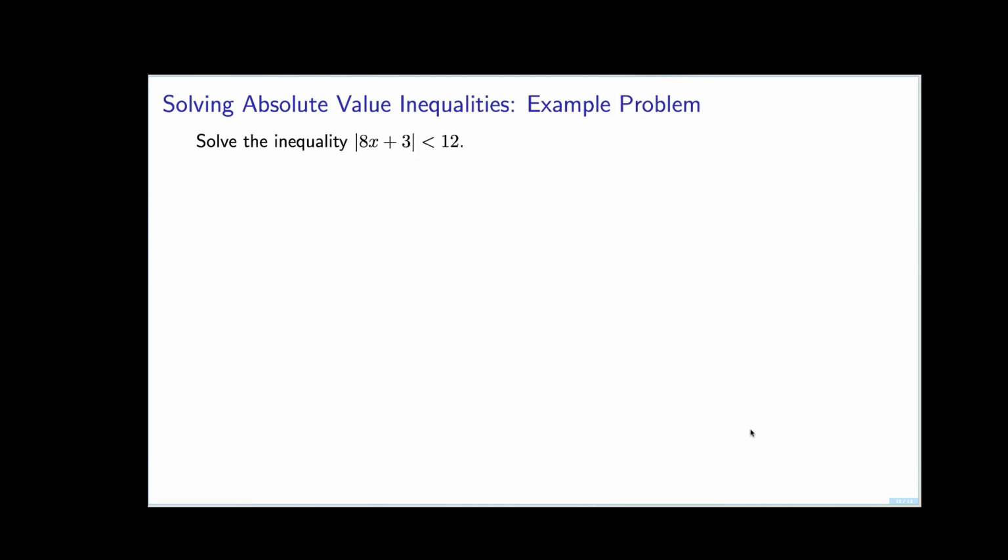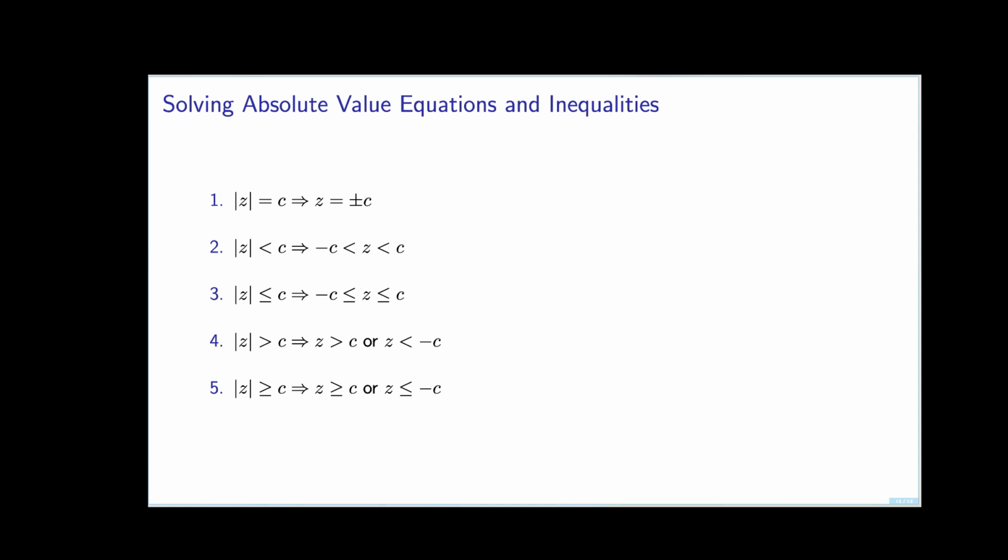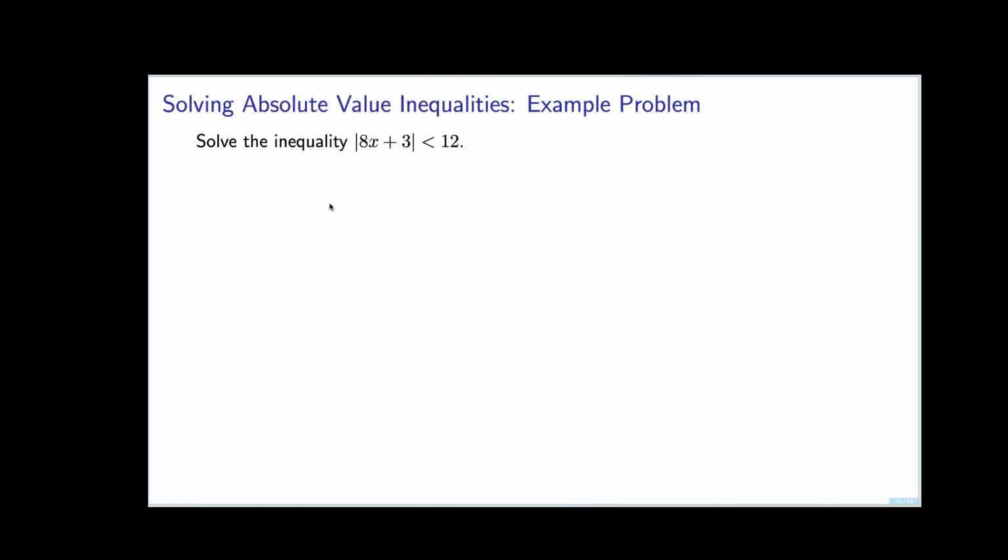Let's use this to solve an inequality. I want the absolute value of 8x plus 3 to be less than 12. So going back to my summary, my expression z is this 8x plus 3. So I want my absolute value of 8x plus 3 to be less than 12. Again, if I think about a number line, I've got 0, and then I have my 12 and -12. So we want our expression, which in this case is 8x plus 3, to be in between -12 and 12. So I'll rewrite this as -12 less than 8x plus 3 less than 12.